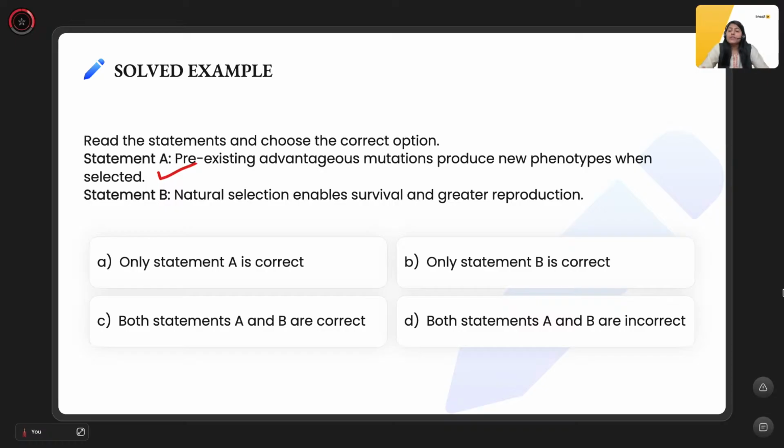Natural selection was basically survival of the fittest. And what was this fitness according to Darwin? This fitness was reproductive fitness.